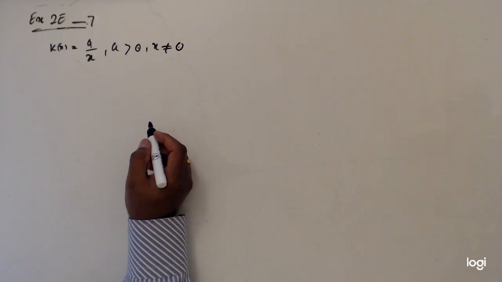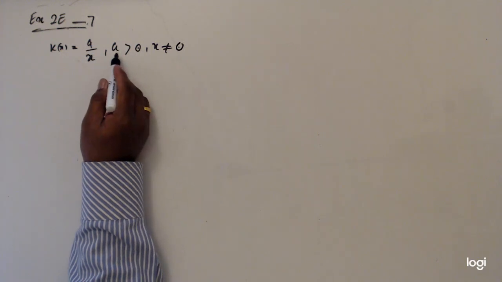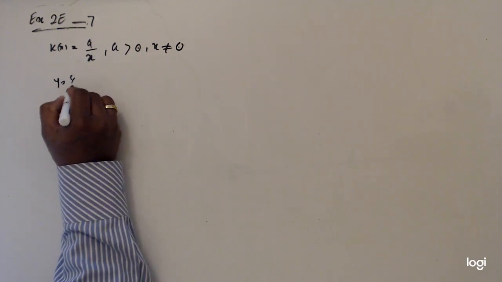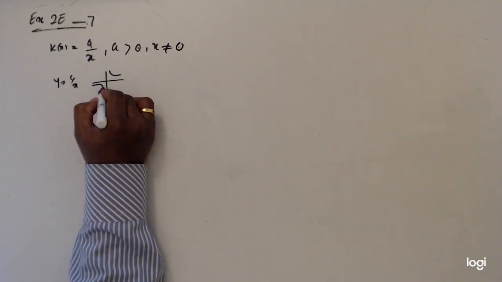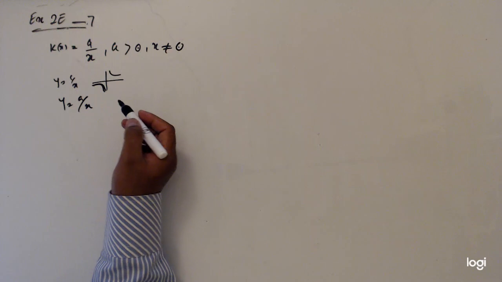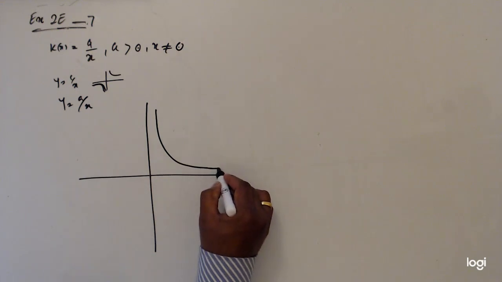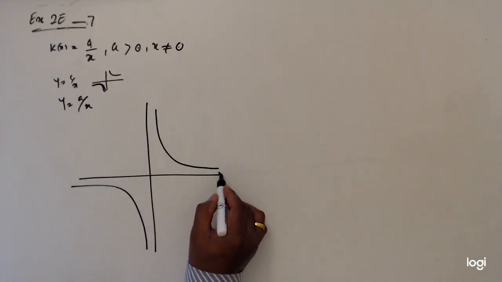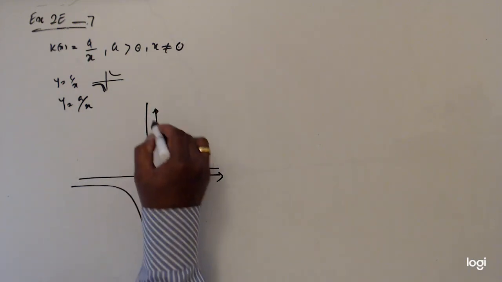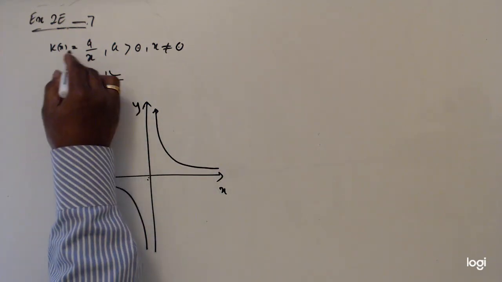Question number 7. A over x, a greater than 0. A value is greater than 0, which is positive. We know that y equal 1 over x graph. This is something like this. So y equal a over x is the same graph. According to the a value, it is moving away or moving towards the origin, and x and y.